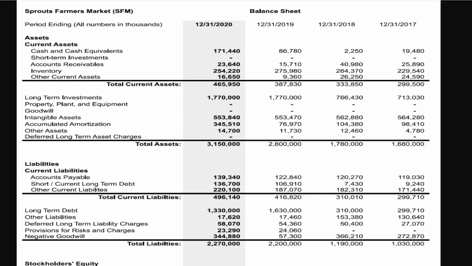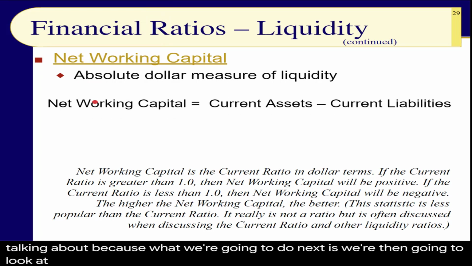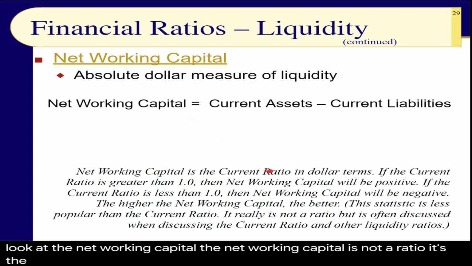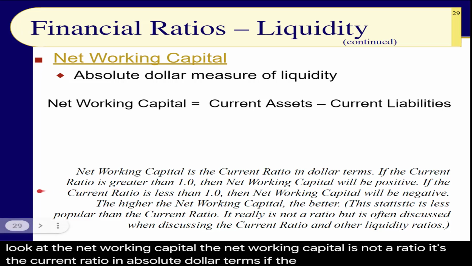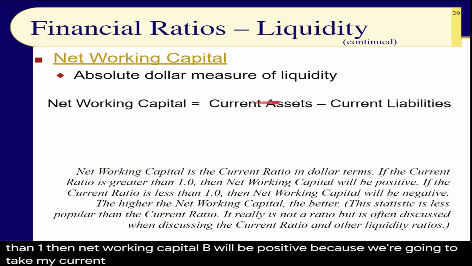Because what we're going to do next is we're then going to look at the net working capital. The net working capital is not a ratio. It's the current ratio in absolute dollar terms. If the current ratio is greater than 1, then net working capital will be positive because we're going to take current assets and subtract the current liabilities.